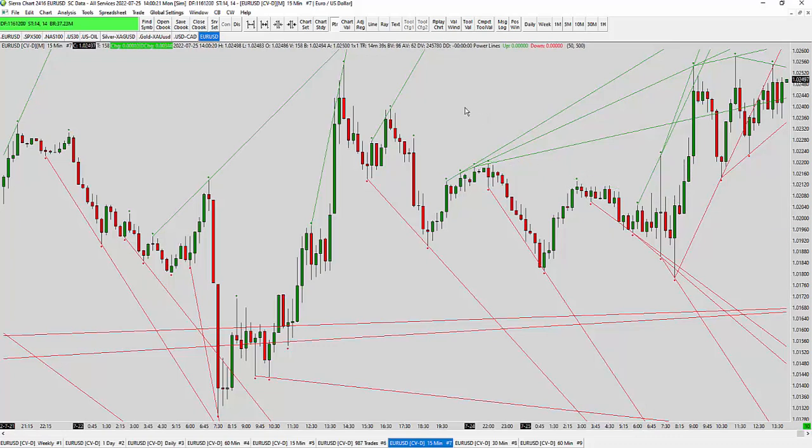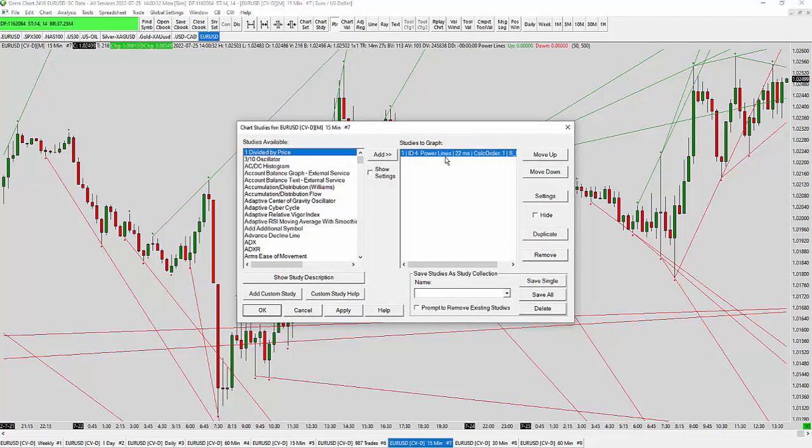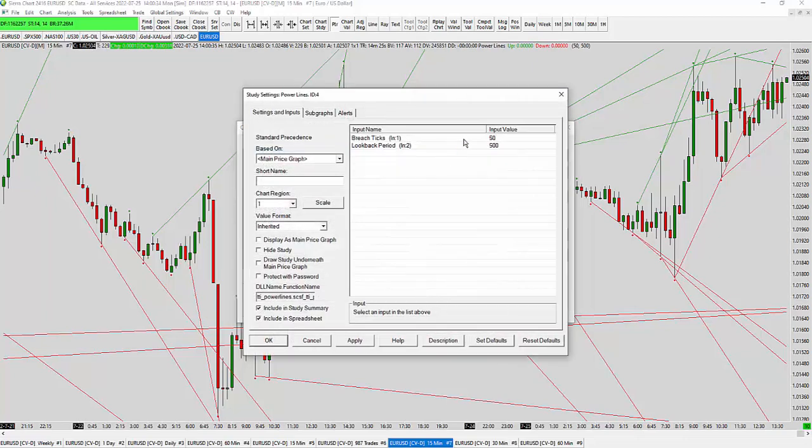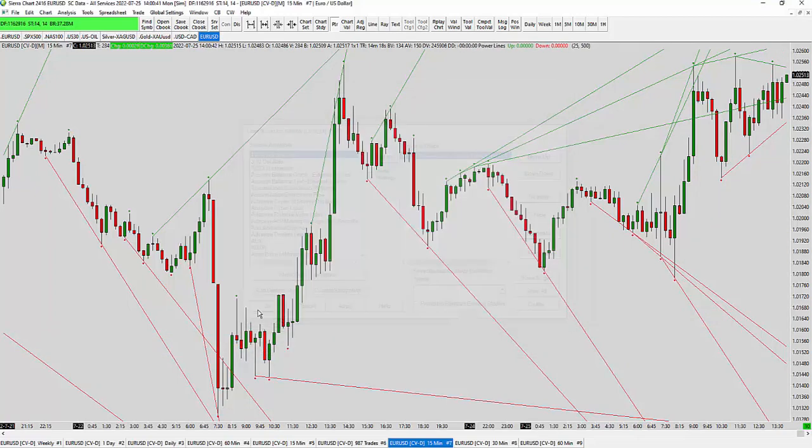You get the point. And now for you to have more powerful or more correct lines, you can reduce it. For example, here we have 50. I'll reduce it to 25. Apply. Okay. Now you have fewer lines, because even when the market breaks the upper line or closes above it by 25 ticks or pips, it cancels.